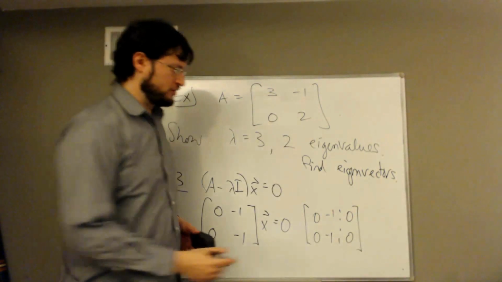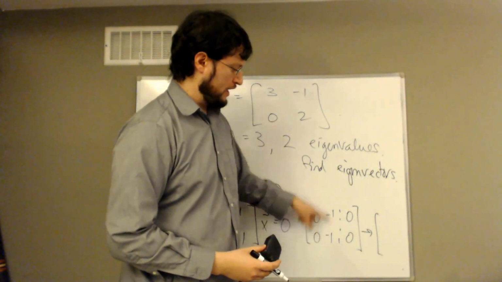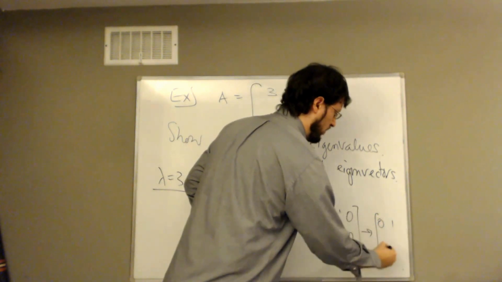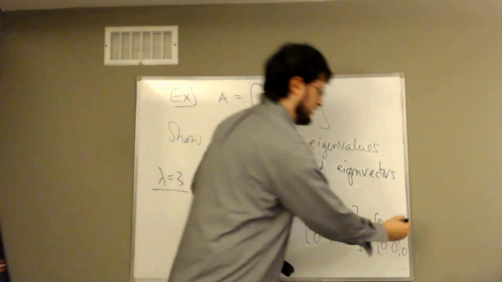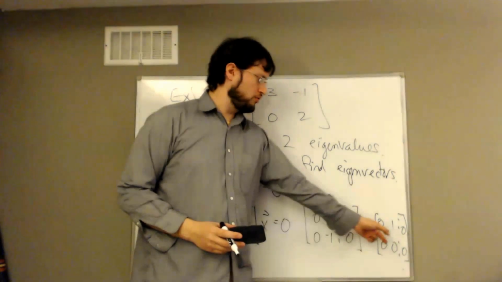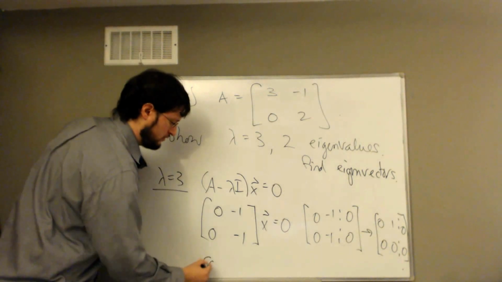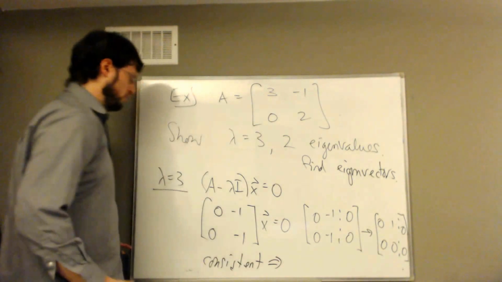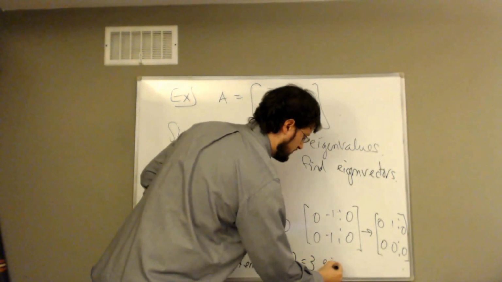Which row reduces to, if I row reduce, I'm just going to subtract those two rows, and then I can scale this to make a positive one, and I get 0, 1, 0, 0, 0, 0. You can put that into your calculator if you don't like what I just said, but you'll find that it does row reduce to this matrix, which is consistent. So that means that lambda equals 3 is an eigenvalue.